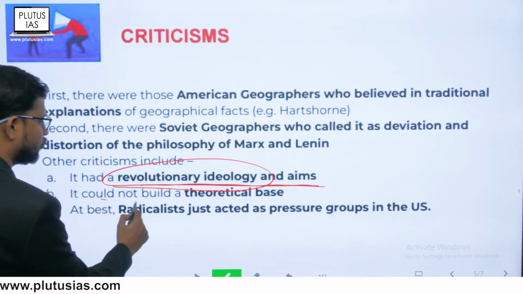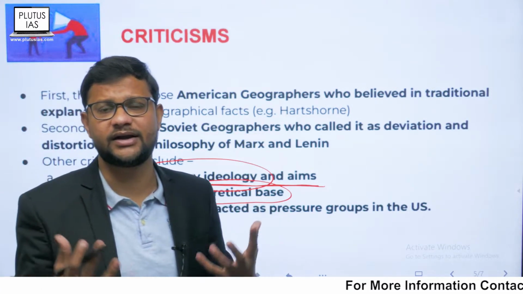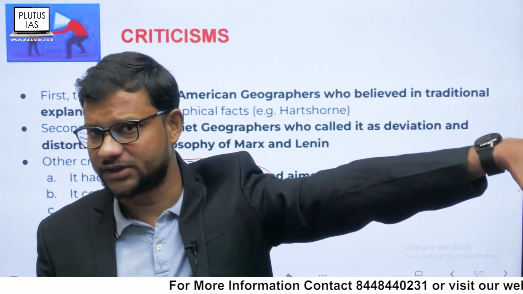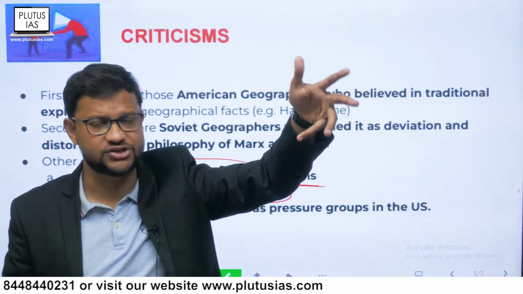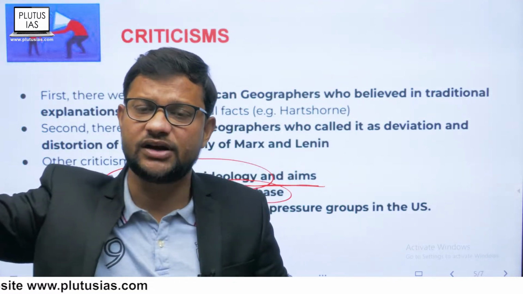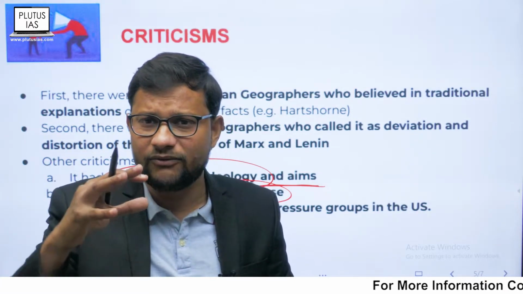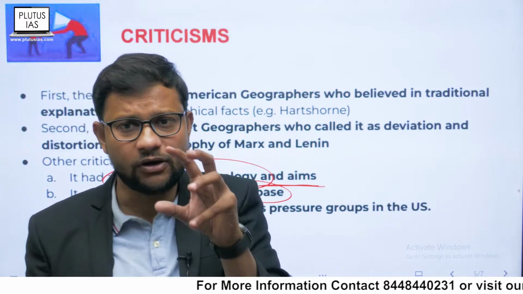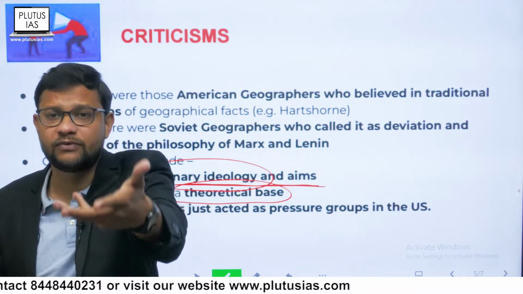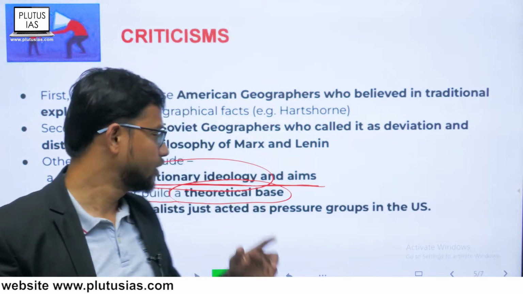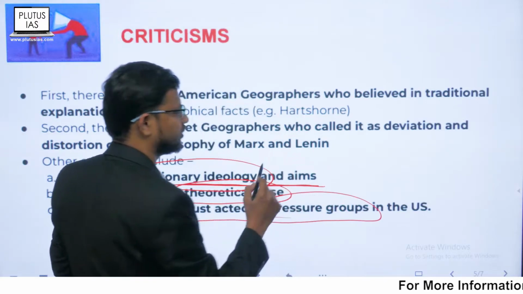Then you will find it could not build a theoretical base as well, no sound methodological footing. Apart from the work of Peet, the radical geography and the Antipode journal, you won't find much literature developed on it. And being very nascent in stage, we don't have enough sound methodological footing from which we can draw an inference and implement it. Then at best, radicalists just acted as pressure groups in the US.